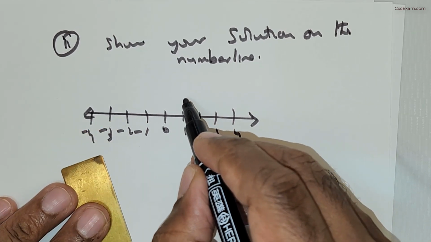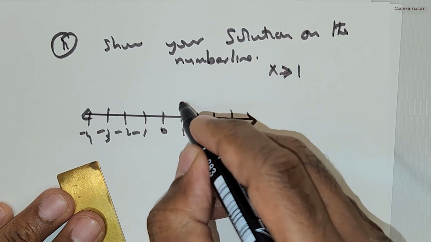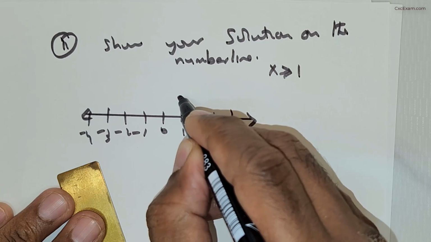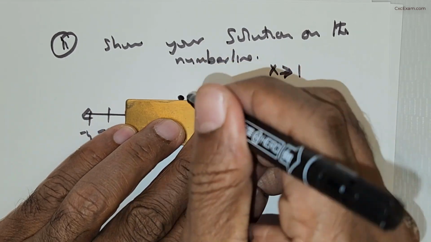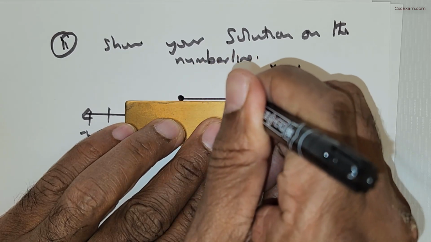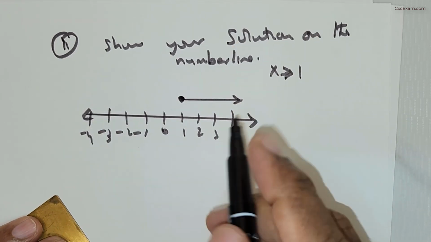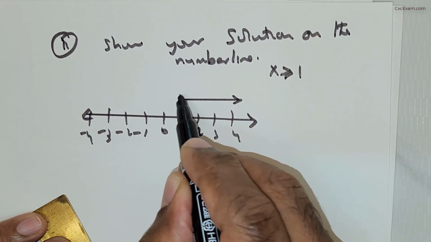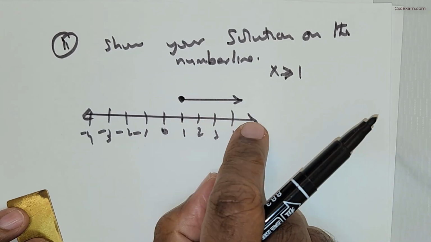Now x takes all values. x is greater than or equal to 1. That means it starts here. So darken this spot, and it goes on like that. Okay, so this spot should be completely shaded. So this will be your solution.